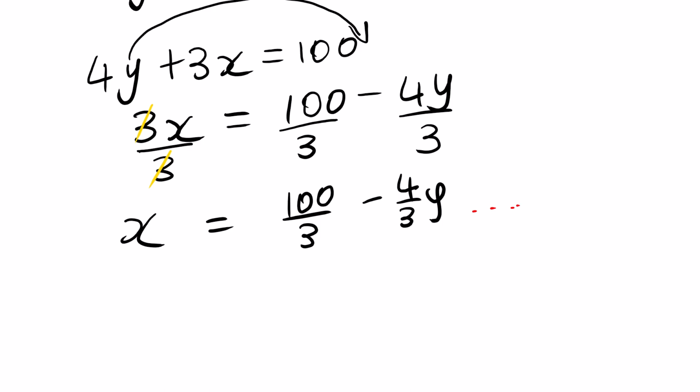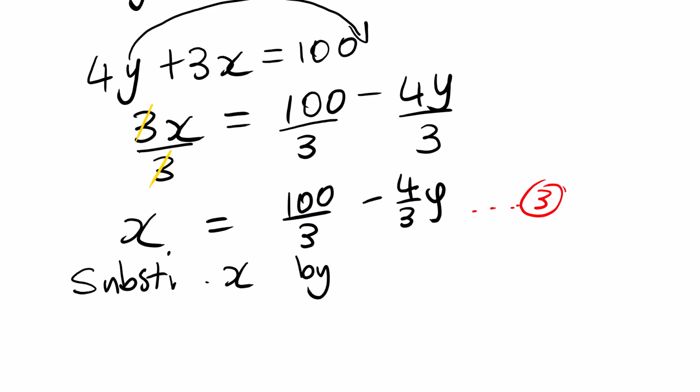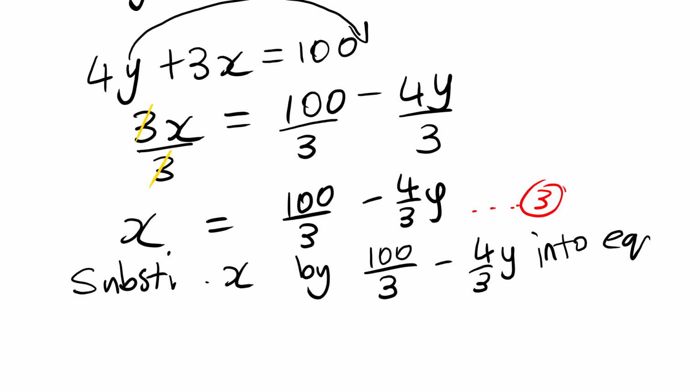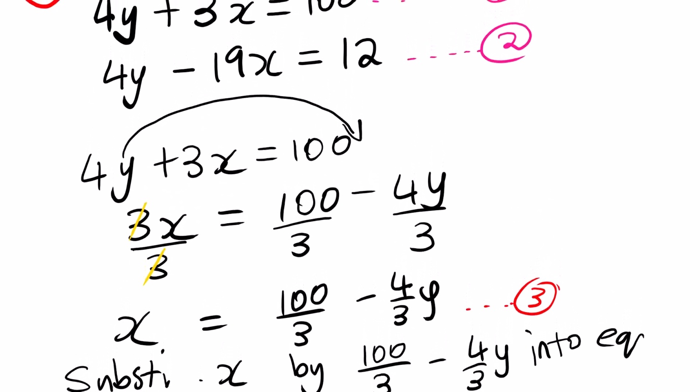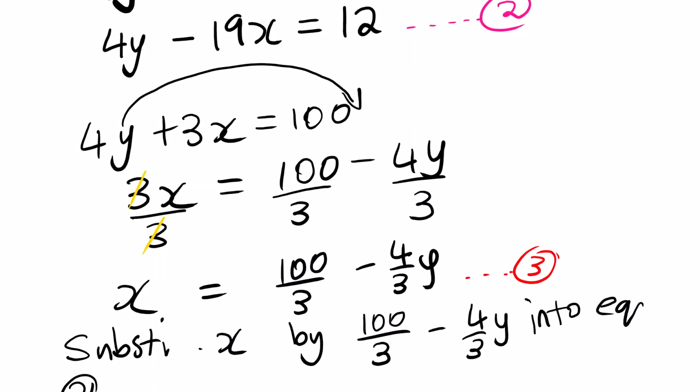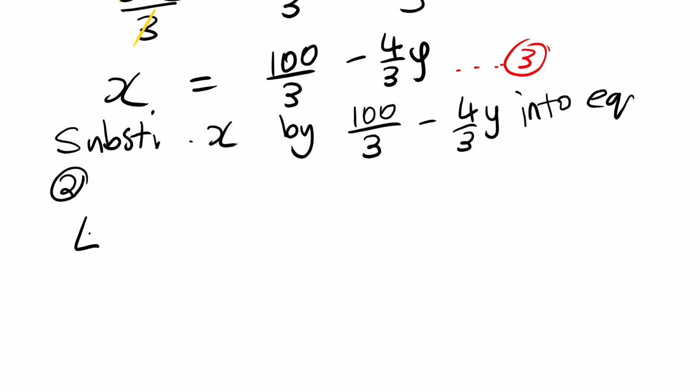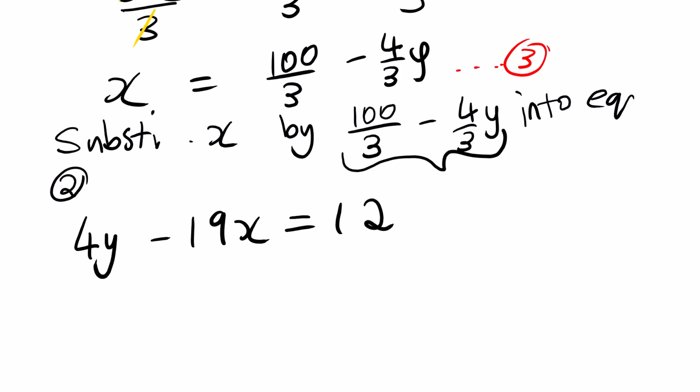This is equation 3. Substitute x by 100 minus 3 minus 4 over 3y into equation 2. So looking at equation 2, it is 4y minus 19x equals 12. Where I see x, I'll substitute by this.